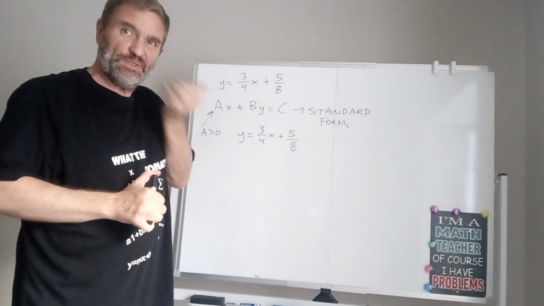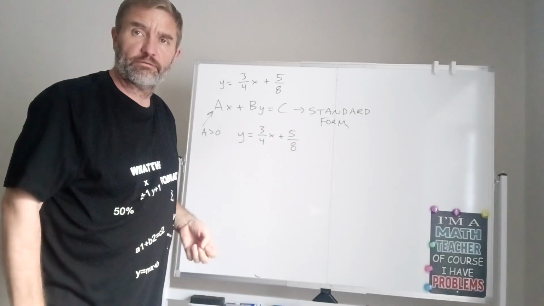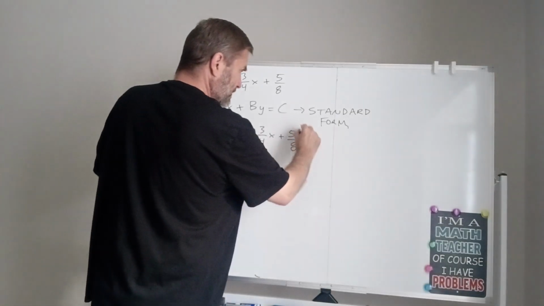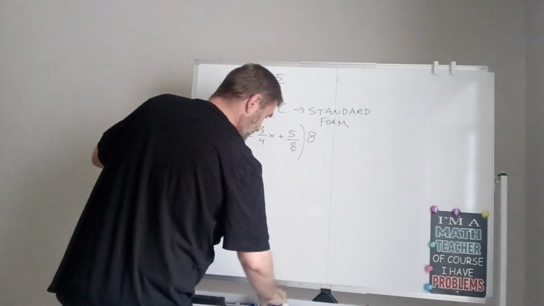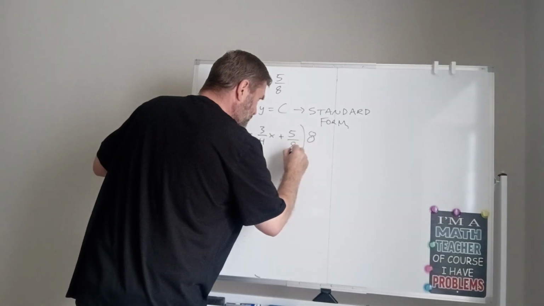What we need to do here is multiply each term by the common denominator. They call that clearing the fraction. That's your first step. So 4 and 8, common denominator is 8. So we're going to multiply the whole equation by 8. When we multiply it by 8, we're going to distribute.